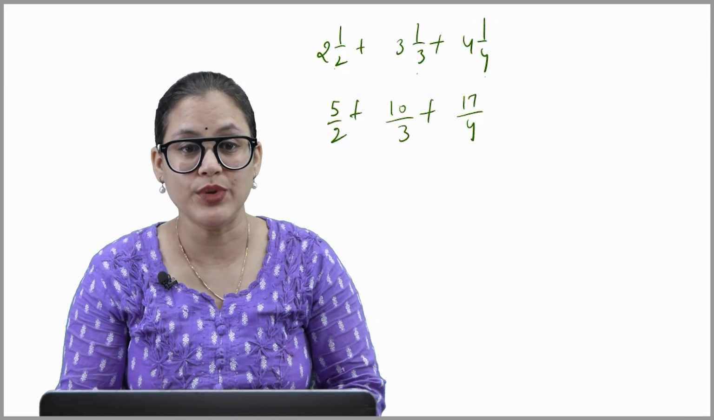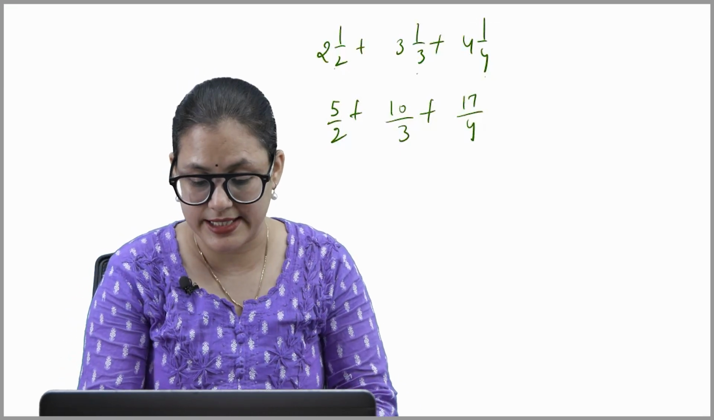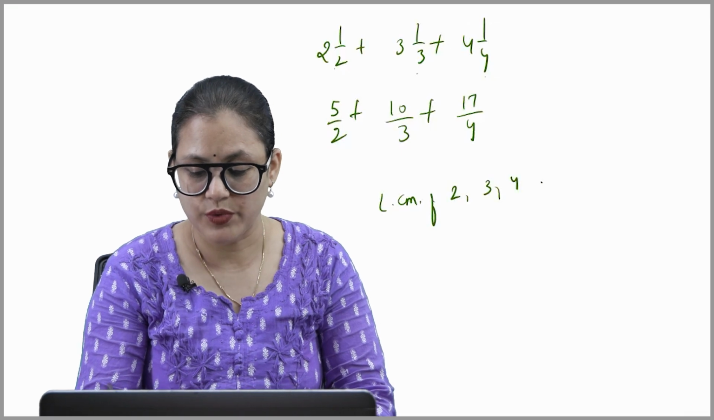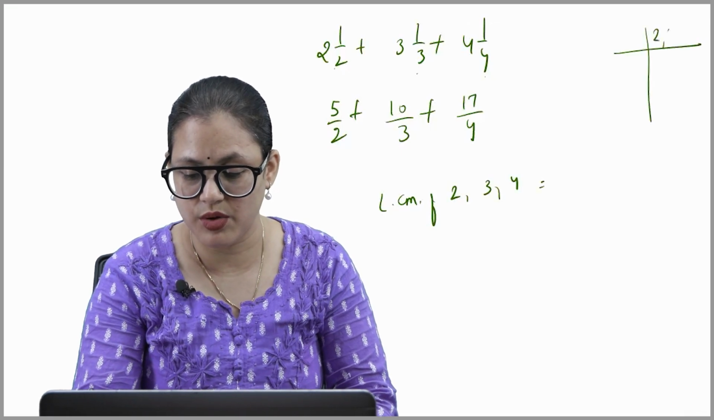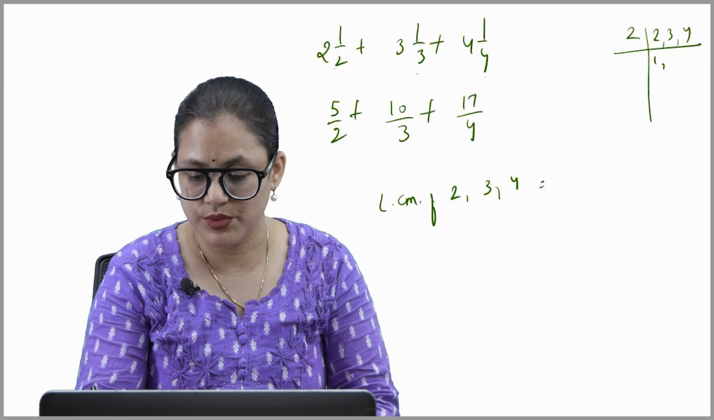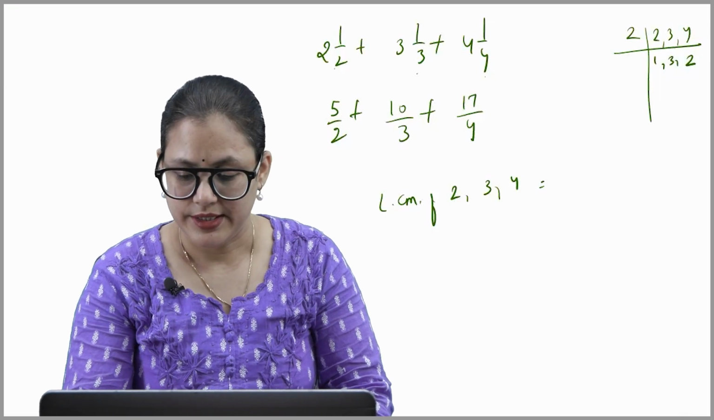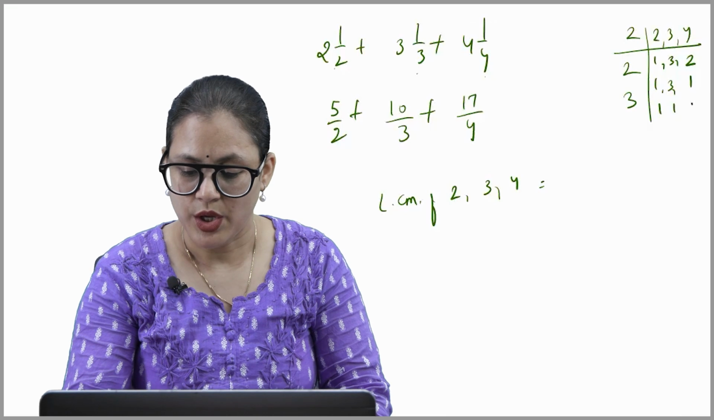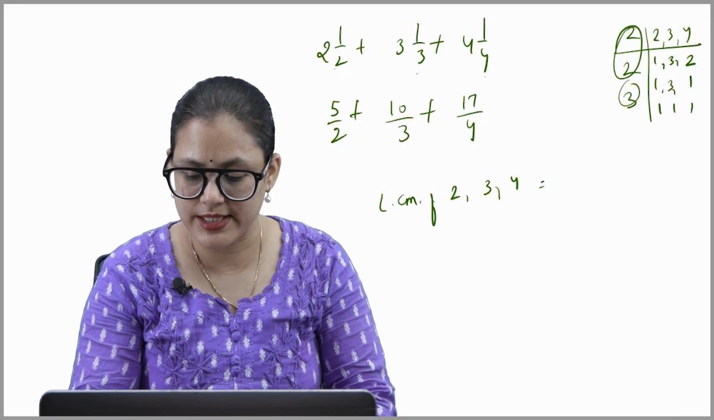Now what will we do? We will take the LCM. LCM of 2, 3, 4. What will be the LCM of 2, 3, 4? Let's find out. 2 1s are 2, 2 2s are 4. 2, 3, 1, 3, 1, 1, 1. 2 2s are 4 and 4 3s are 12. So the LCM is 12.